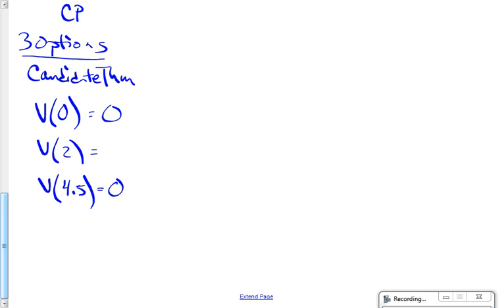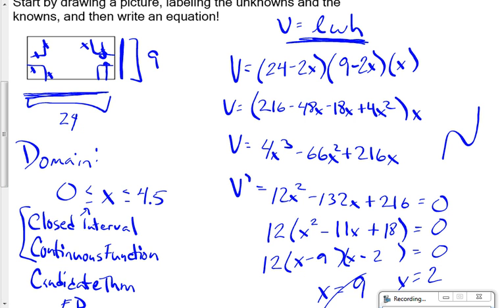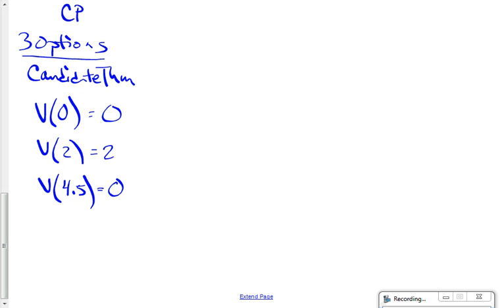What's V of 2? Well, we can go back up here and do it. V of 2 is 24 minus 4, that's 20. 9 minus 4, that's 5. And x is 2, so that's 20 times 5 times 2, that's 200? Okay. Would this be enough? I think so. There's your maximum volume right there. Okay? Now let's just say that these were hard to calculate. Here are your other options. Number 1, the candidate theorem.